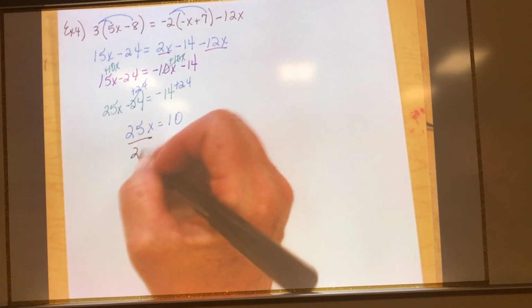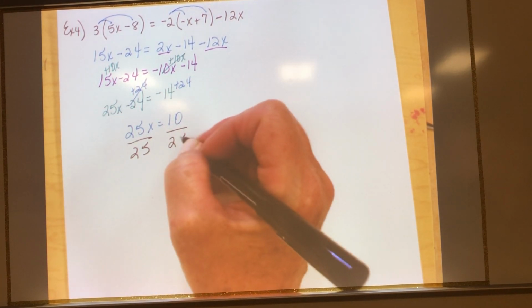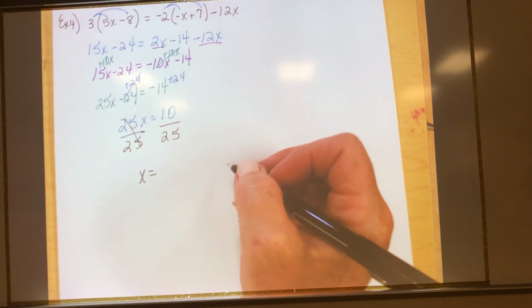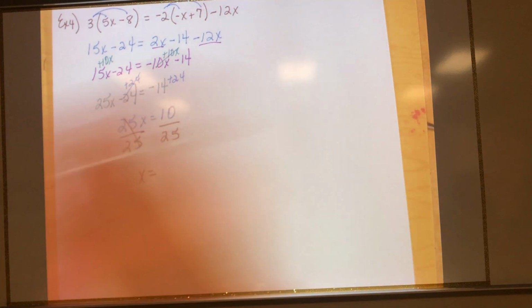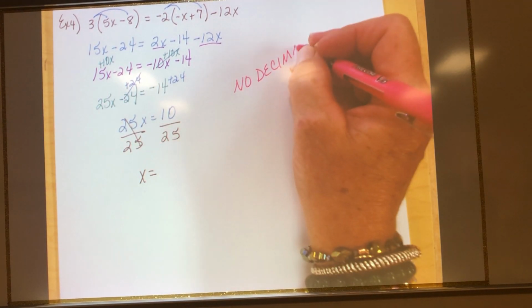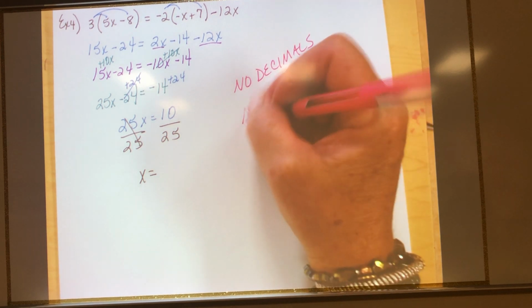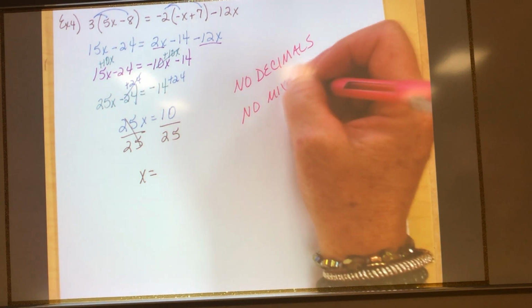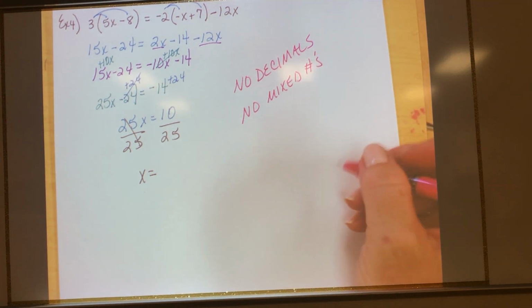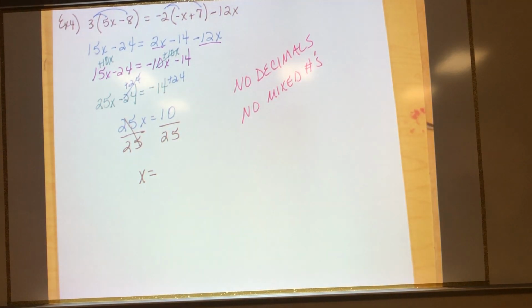Okay, now be careful, because here's where I'm going to have some problems. x is equal to, guys, listen to me. I do not want any decimals, and I do not want any mixed numbers. Okay? I want no decimals and no mixed numbers. I want a fraction. If it's improper, that's okay with me. All right? But I want a fraction.